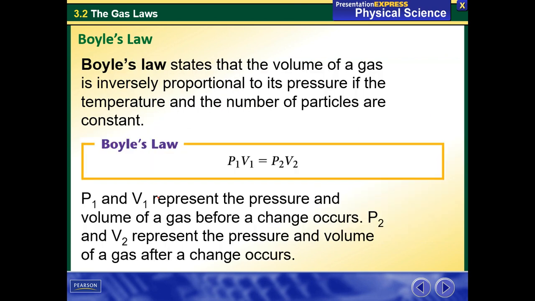He created a law that basically states that the volume is inversely proportional to the pressure. All that means is if volume goes down, pressure goes up, and vice versa, as long as the temperature and the number of particles stay the same or are constant. His equation was P1 V1 equals P2 V2. So again, P1 and V1 represent pressure and volume of a gas before a change, and P2 and V2 represent the pressure and volume after the change. For example, maybe we have a gas in a container with a 0.5 liter volume. Maybe I increase that volume to 1 liter. That's a change and it's going to affect my pressure.